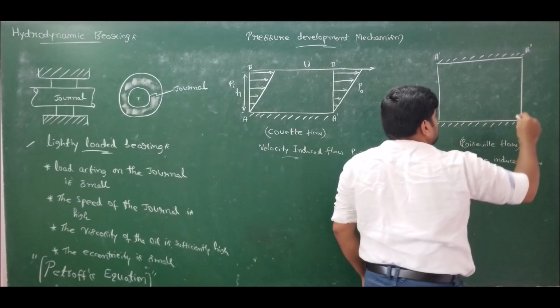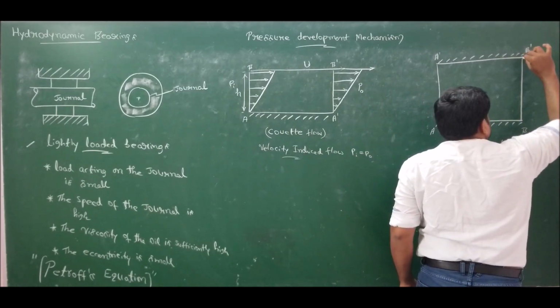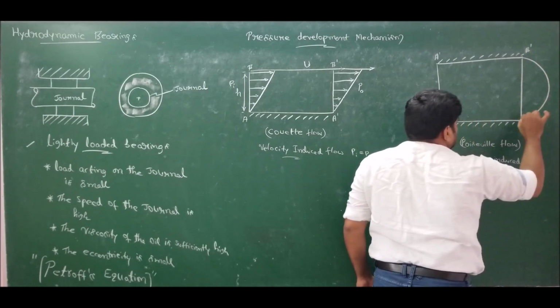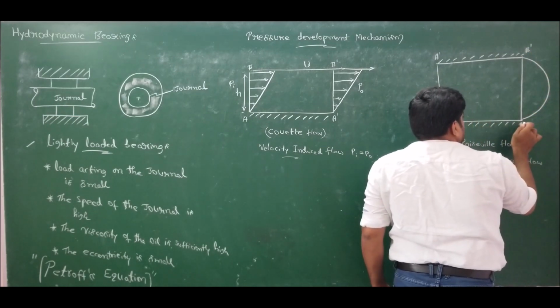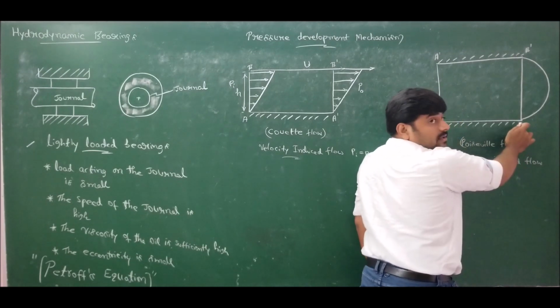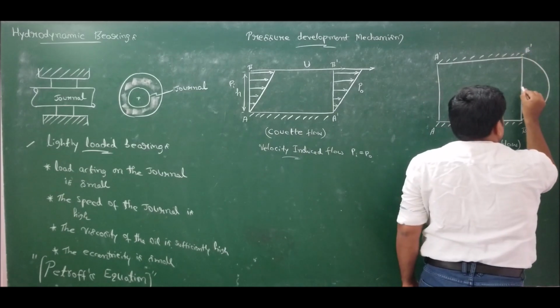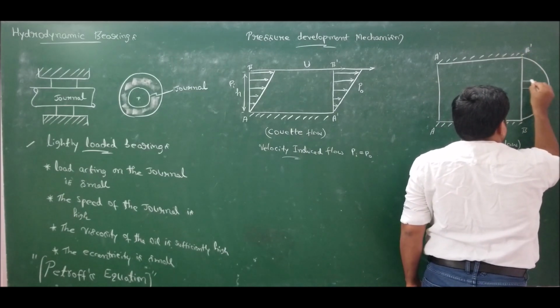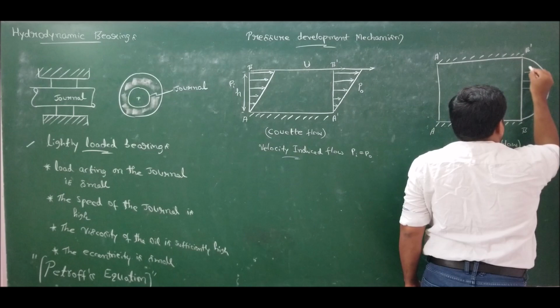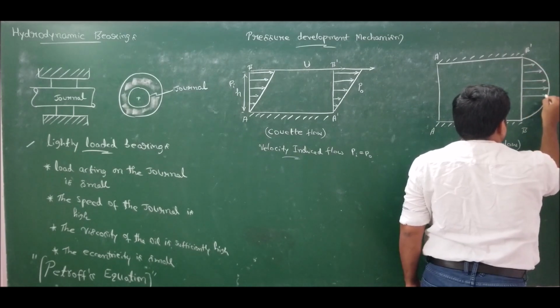We all know that the velocity profile for this is parabolic in nature, wherein the velocity is 0 at the lower plate and 0 at the top plate, and the velocity is maximum at the center. The velocity profile is parabolic for Poiseuille flow.